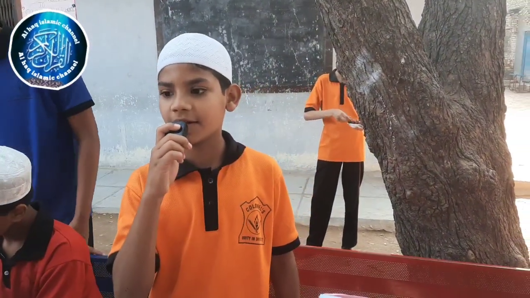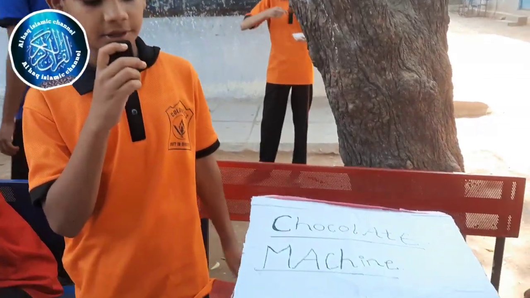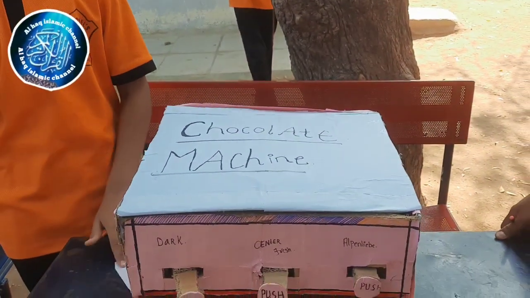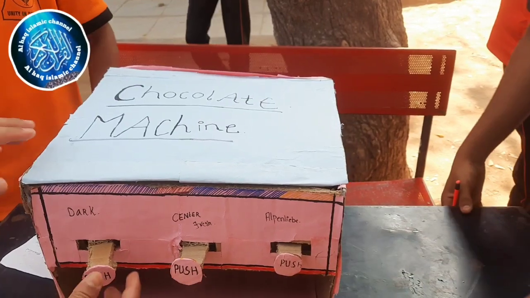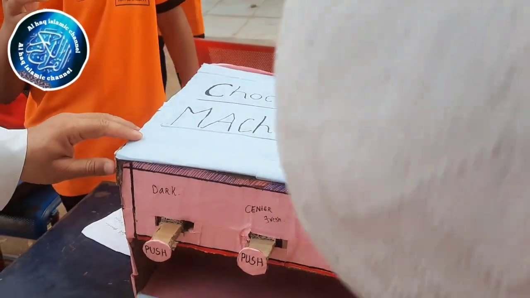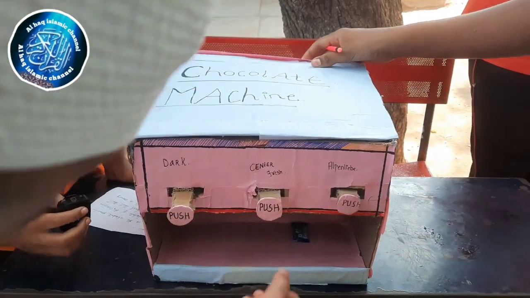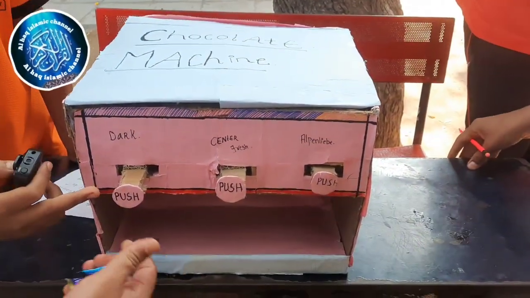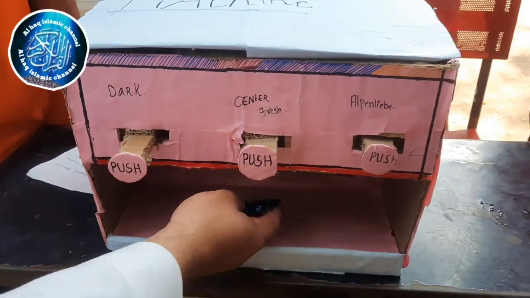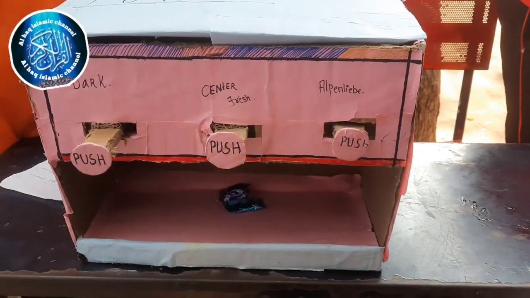My name is Umar Walan and I am from 8C. This is the chocolate machine. Chocolate machine? Yes sir. When you push, chocolate will come. Well done.